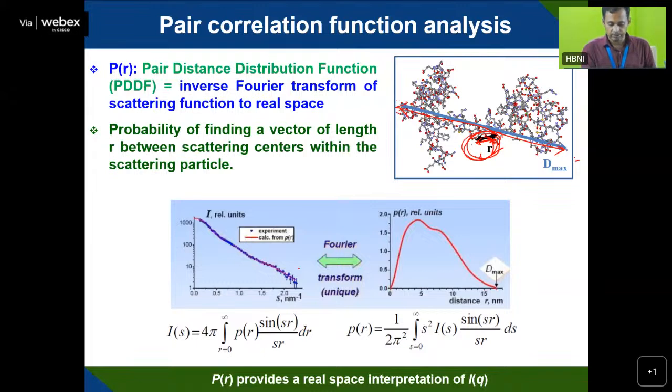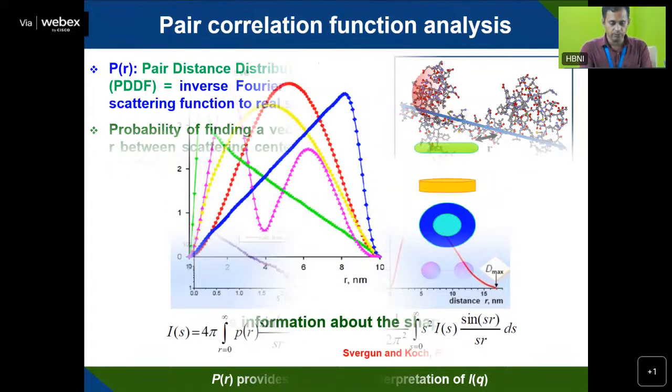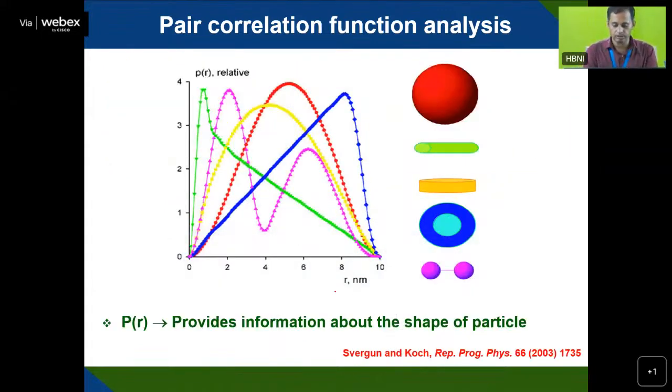And then the intensity: if the intensity is continuously decreasing, then you go for the Fourier transform. If you Fourier transform, you will get this type of symmetric curve. Here is D max, the maximum scattering length from here to here, and here is where the probability of finding that particular r length is maximum. So P(r) provides the real space interpretation of I(q). From the Fourier transform you will get P(r), and it is a function of particle size.